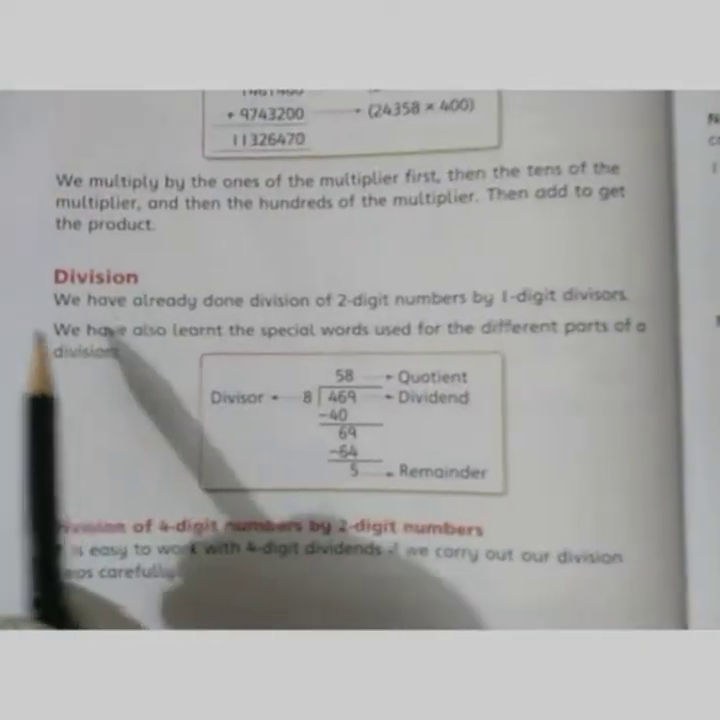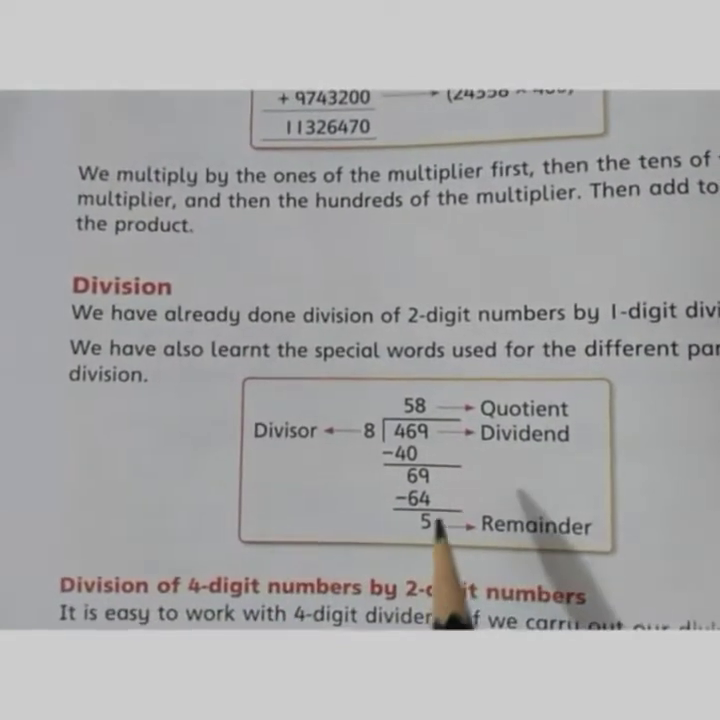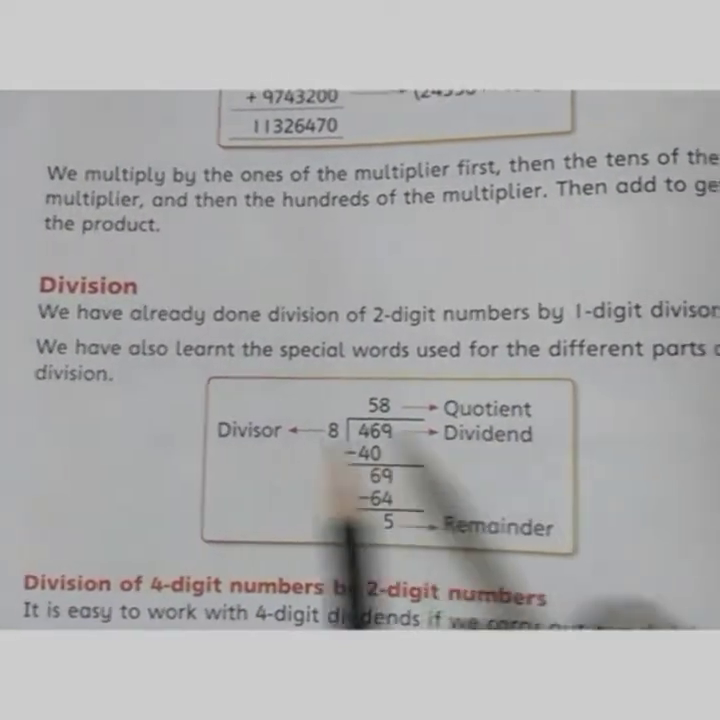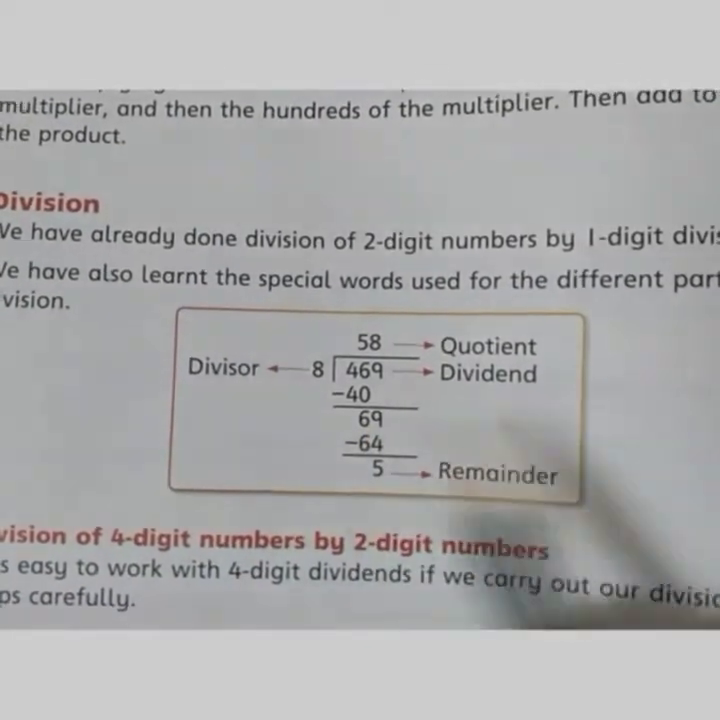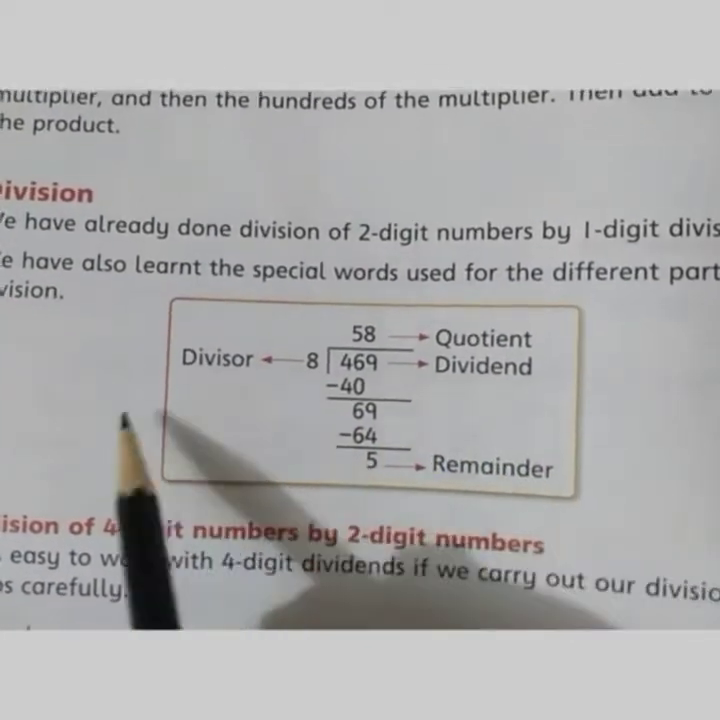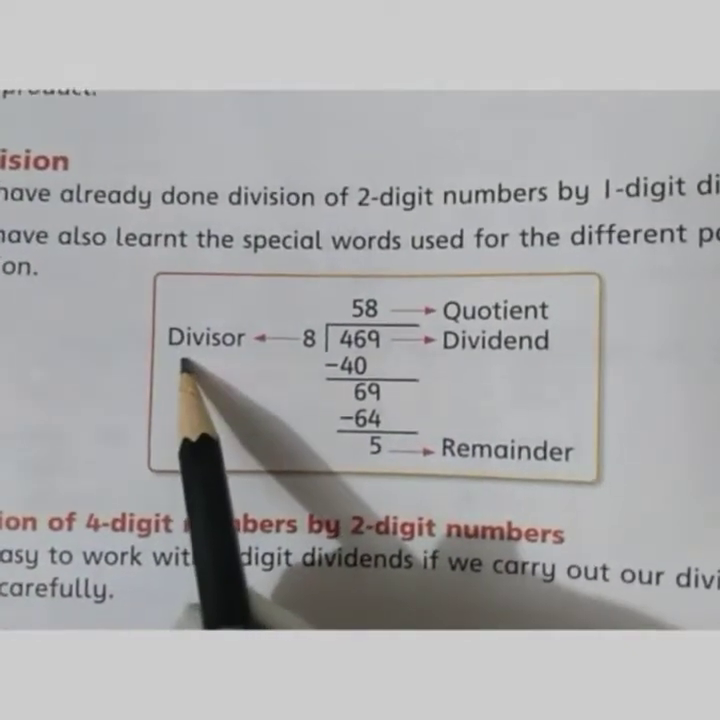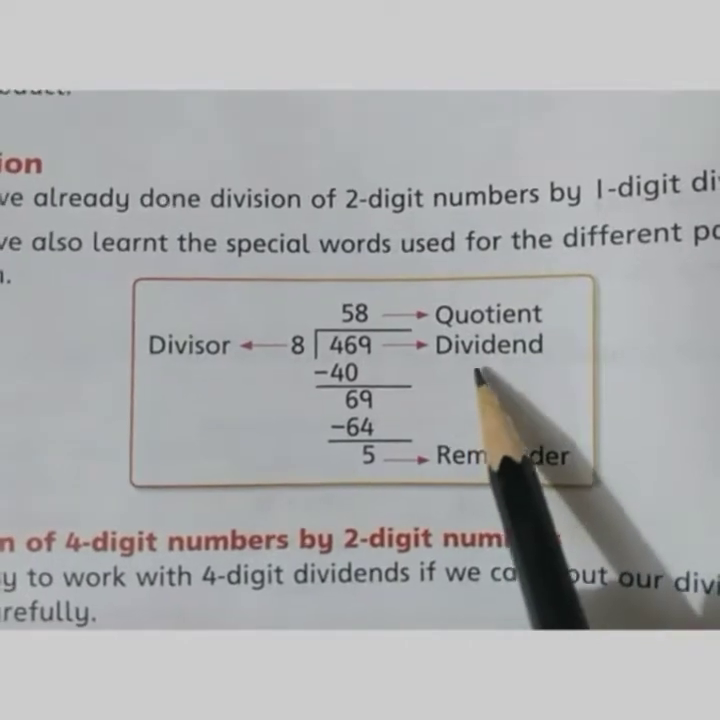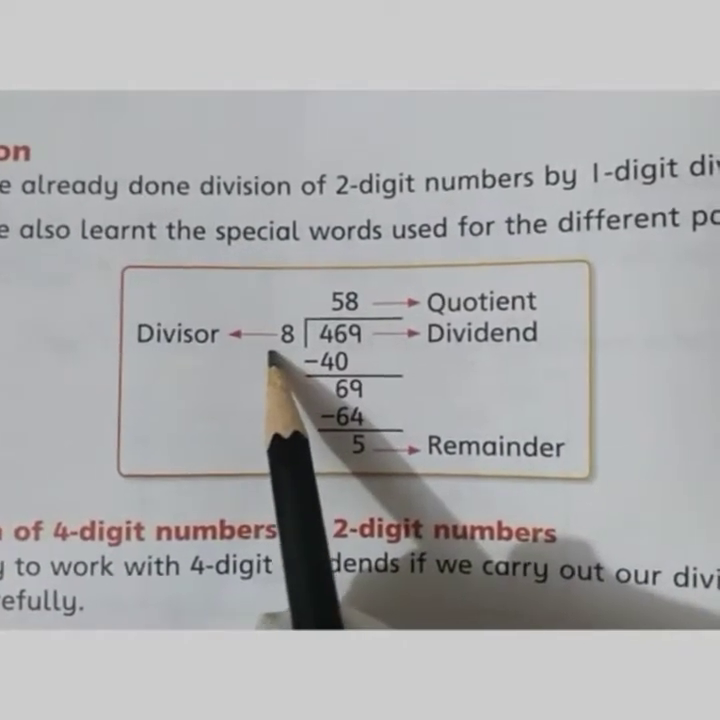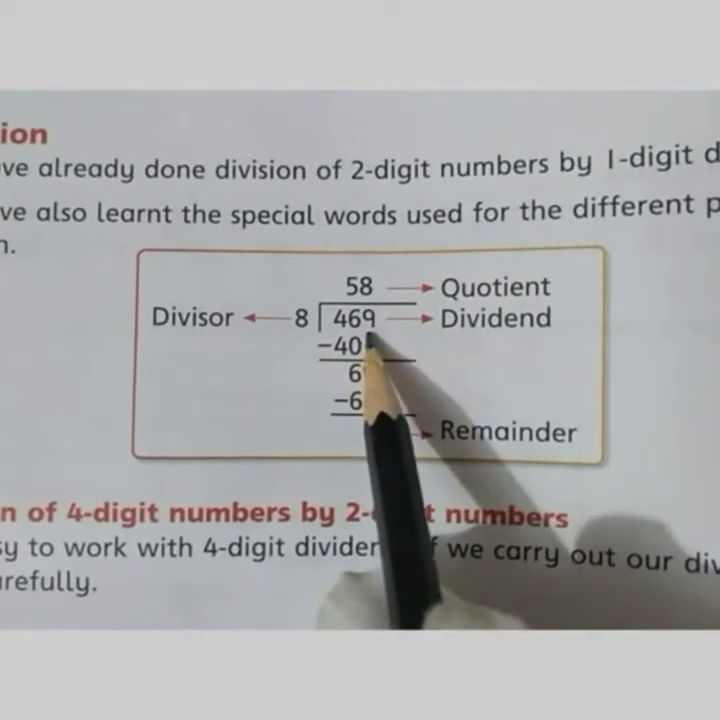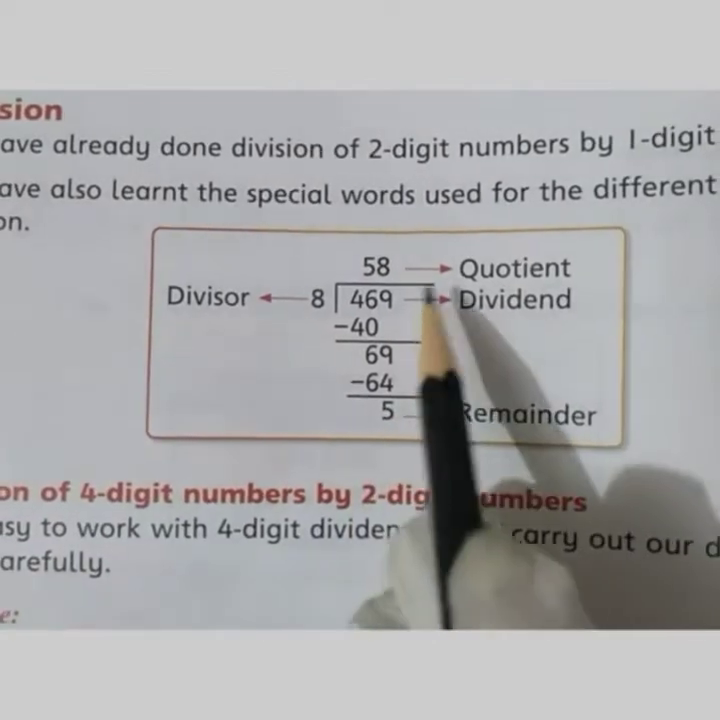Now students, I will explain you division. We have already done divisions of two digits in our previous classes. Now we have to review it again. In division, we have divisor, quotient and dividend. The number from which we divide is called divisor. The number which is divided is called dividend, and the answer is quotient.